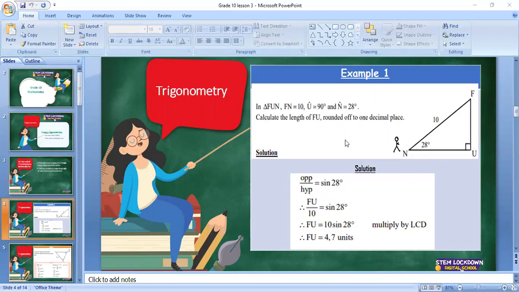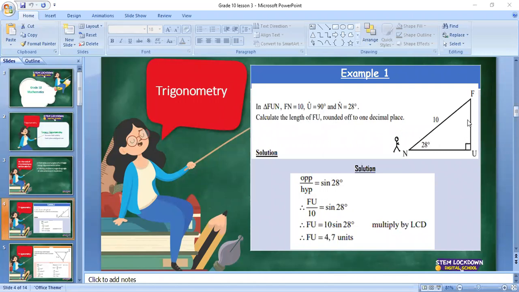Y sign, okay? Y sign, because I'm going to repeat that. We have to find, you see here, we have this side here. We use what we have to get what we need. Again, calculate the length FU. Want to find this length FU.